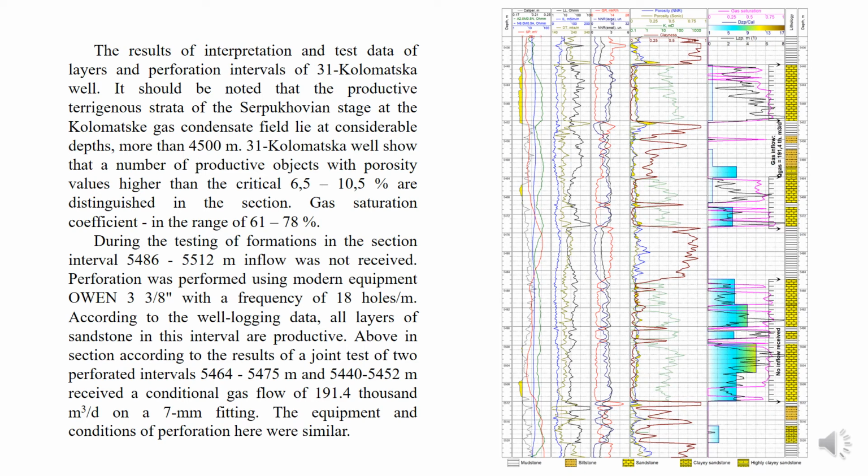Above in the section, according to the results of a joint test of two perforated intervals, a conditional gas flow was received. Here the values of the diameter of the invasion zone are generally at a minimum level of 0.4 meters. In the upper intervals, where a significant gas flow is obtained, there is mud cake everywhere. These results correspond to the positive values of filtrate penetration in the presence of mud cake.